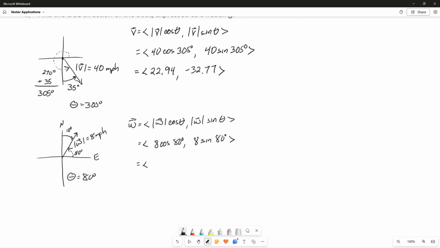And if we compute that using our calculator, we'll get a horizontal component of 1.39 and a vertical component of 7.88.